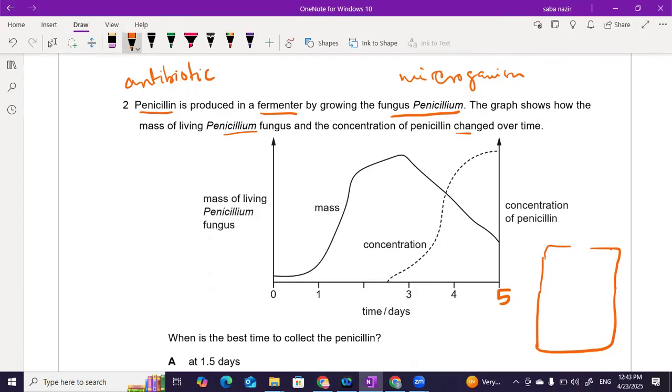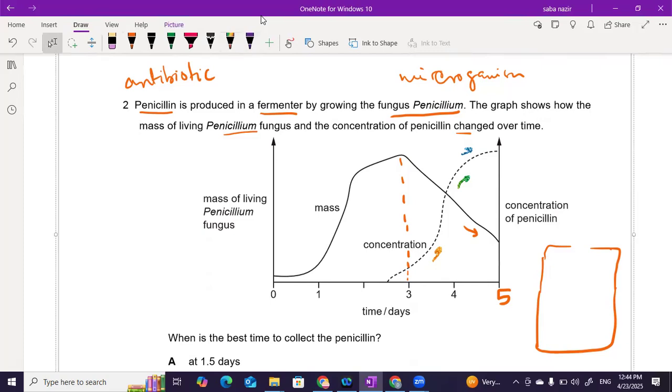With the passage of time, we need to observe that as the time passes, the mass of penicillium increased, and after some time, the mass of penicillium started to decrease. But on the contrary, when the penicillium reached its maximum, the production of penicillin started here, right? And it reached its peak on day 5.